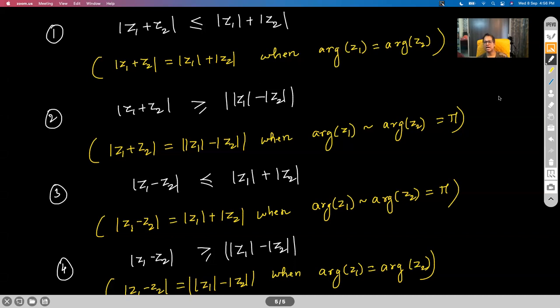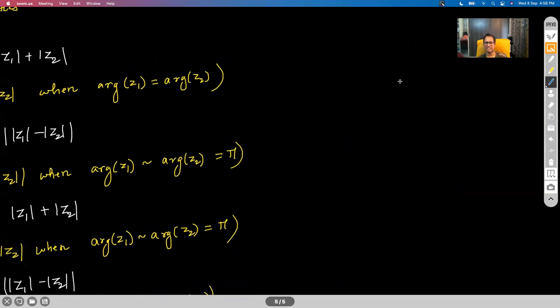No. You didn't get the point. Argument of Z1 plus argument of Z2 is not 180 degrees. See, again, let's look at the diagram. If, let's say, one complex number is here, let's say two, okay? Another complex number is such that it is exactly the mirror image, let's say somewhere over here. Now here you're saying argument of Z1 plus argument of Z2 is 180 degrees. No, that is wrong. Argument of Z1 minus argument of Z2 is 180 degrees.